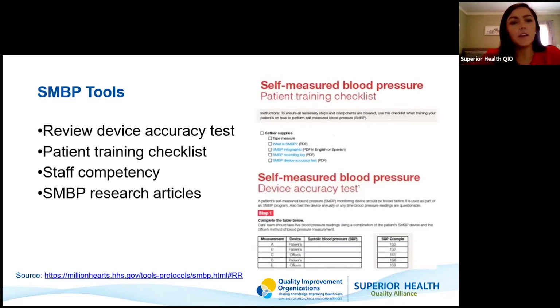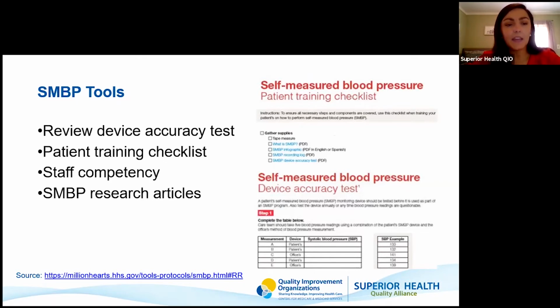Some other tools that are available to you right online are the device accuracy test. So we went over that a few weeks ago. The patient training checklist. This is a great checklist to use in the first few weeks of implementing your program. Eventually your staff members will get more used to all the things that are on the checklist, and hopefully you don't have to use it very often.